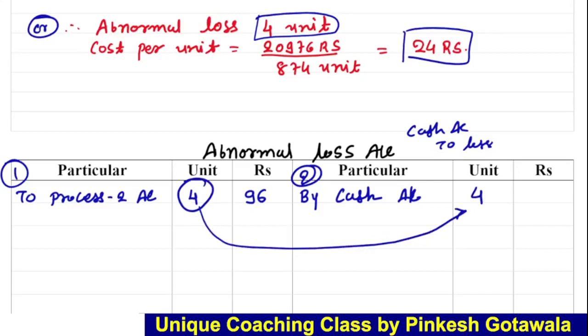Now here we sold this. Why? Because I told you, the way we sold normal loss, the same way we sold abnormal loss. So it will be sold at which price? It will be sold at the same price as we sold normal loss. That is, abnormal loss will also be sold at the same price at which we sold normal loss.